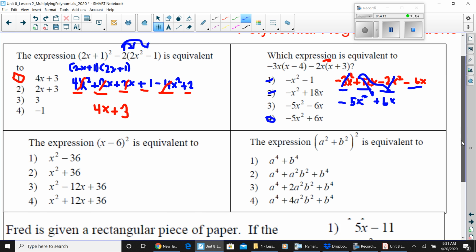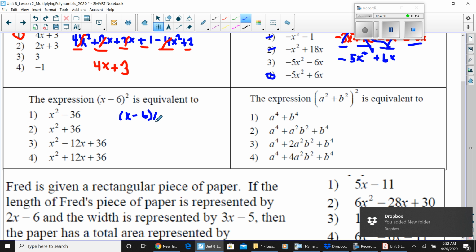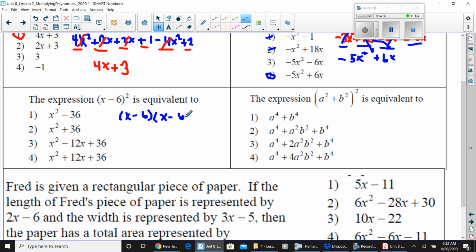Okay, remember the one right down here. Anything inside the parentheses has to be repeated. So if they want you to do an x minus 6 squared, you have to set it up just like this. Okay? And then go ahead and distribute, and you get the answer. That's a pretty easy one.